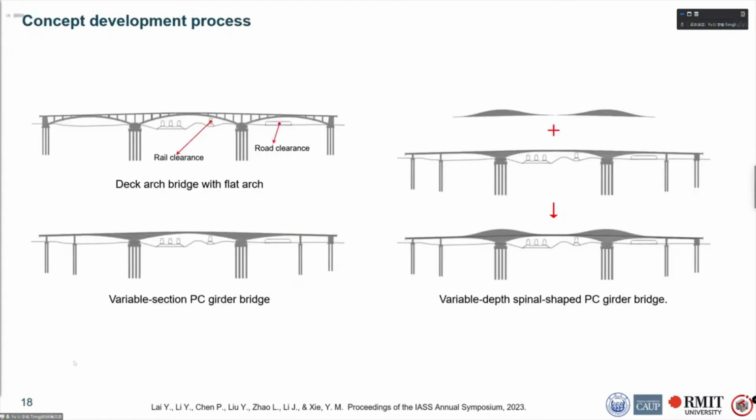There are three different forms of this bridge: the deck arch bridge with flat arch, the variable section PC girder bridge, and the variable dips spiral stepped PC girder bridge. Finally, we selected the last one, the variable dips spiral stepped PC girder bridge, as the conceptual form.